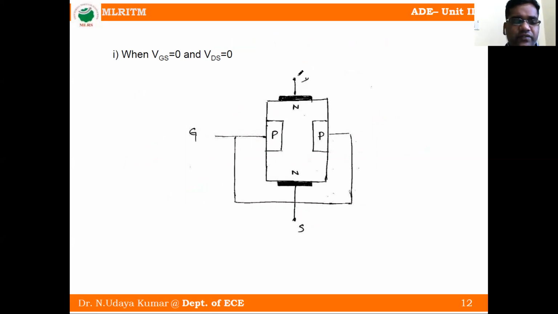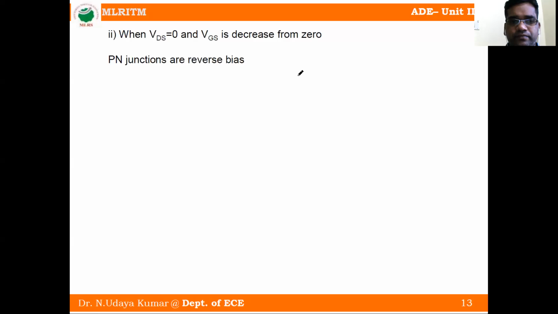So the thickness of the depletion region around the PN junction is uniform. Whenever no voltage is applied, nothing will happen. So this junction and N channel will be uniform. It looks like this. There is no change at all when VGS is equal to 0 and VDS is equal to 0. Now we will go for the second case.